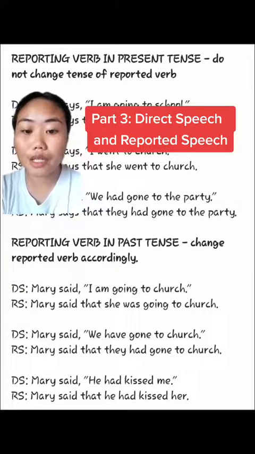Last example, Mary said, "He had kissed me." Had kissed is already in the past perfect form, so we do not need to change the verb tense, only the pronouns. So for our reported speech, we say, Mary said that he had kissed her. So from me to her. So that's it for the rules that we should follow in changing direct speech to reported speech.